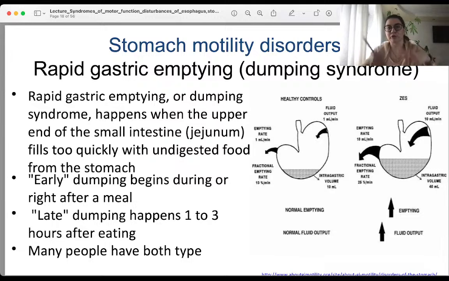Next situation, the opposite. If in the previous situation emptying was too slow, here is too rapid emptying of the stomach. Rapid gastric emptying, or dumping syndrome, happens when the upper end of the small intestine, the part we name the jejunum, fills too quickly with undigested food from the stomach. It can be an early and a late form. Early dumping begins right after a meal, and late dumping happens 1 to 3 hours after eating. Many patients have both types of symptoms, features of the early form and features of the late form.